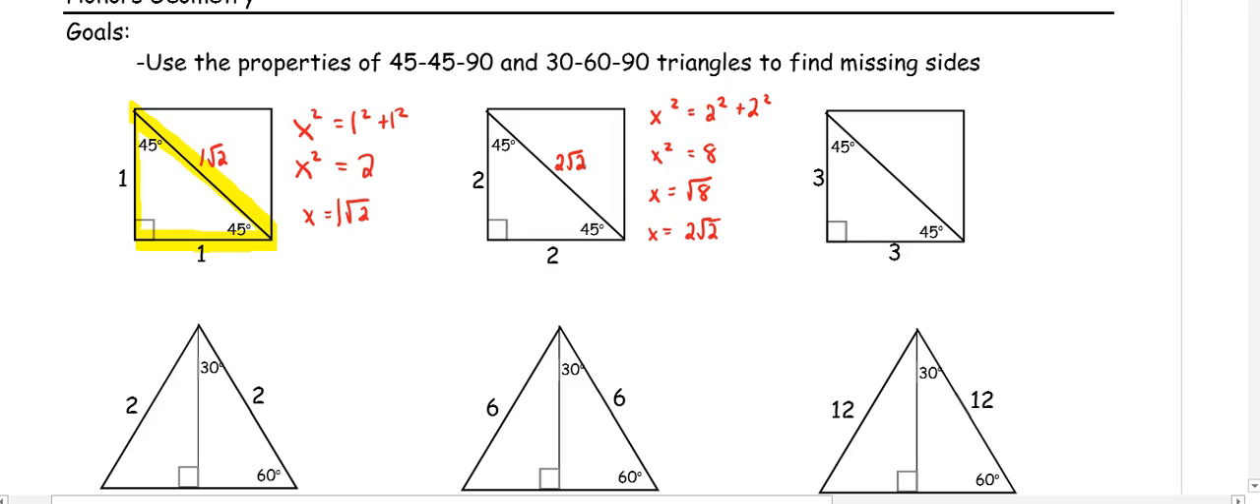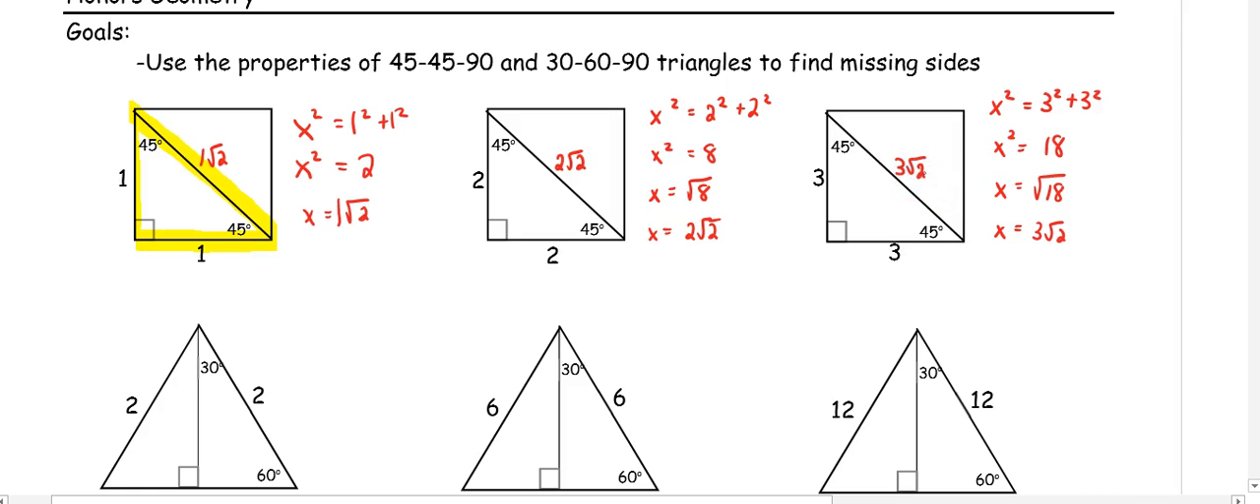In our third triangle, we have two sides that are 3, and we're looking for the hypotenuse again. So we have x squared equals 3 squared plus 3 squared. x squared equals 18. Take the square root, we get x equals the square root of 18, which is equal to 3 root 2.